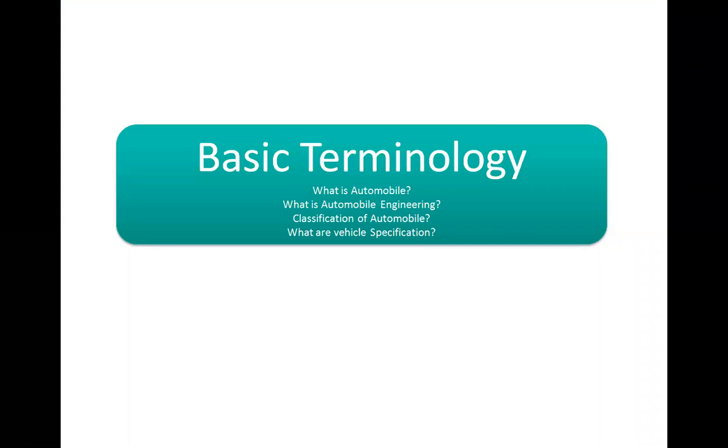Basic terminology. What is automobile? The word automobile is derived from the Greek word autos, meaning self, and the French word mobile, meaning moving. So in short, automobile is nothing but the self-moving vehicle. What is automobile engineering? Automobile engineering is a branch of engineering which deals with the study of design, development, manufacturing, servicing, maintenance and application of automobile.